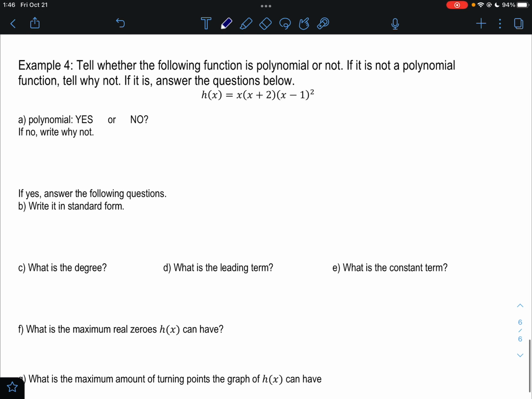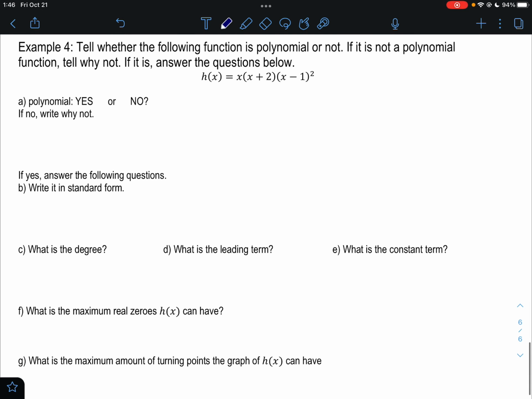All right, our last one here, is this polynomial? First of all, yes, this is polynomial. If we multiply it all out, it would be in the form that we talked about earlier today. So it says to write it in standard form. All right, this is going to be some work here. First, I'm going to distribute that x into the x plus 2. And then the x minus 1 squared is x squared minus 2x plus 1. All right, and then we have to multiply all that out as well.